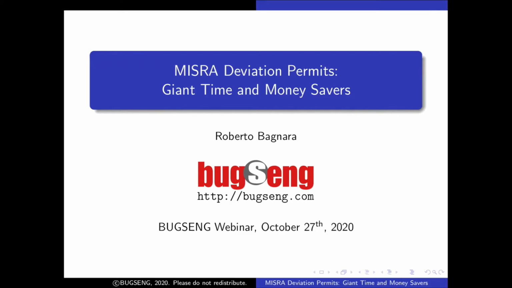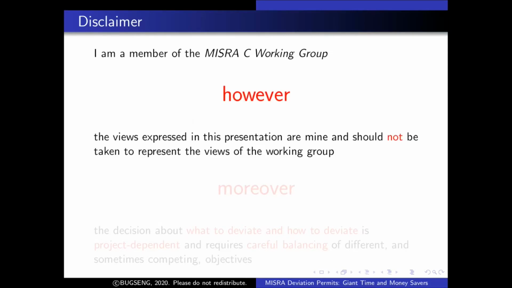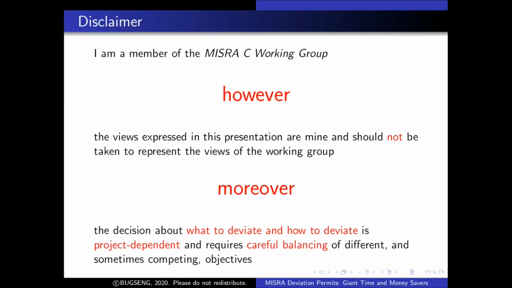Okay, thanks, Lavinia. Welcome everybody to this webinar about deviation permits, which is a very important topic that is not as well known as other topics concerning MISRA compliance. So first, a disclaimer: I am a member of the MISRA C working group. However, the views I express in this presentation are mine and should not necessarily be taken to represent the views of the working group. And moreover, this is particularly important. The disclaimer is pretty standard if you have followed our series of webinars. In this case, it is even more important because what to deviate and how to deviate is project dependent and requires careful balancing of different and sometimes competing objectives. So you cannot take what I will say as a blanket permission to deviate some rules or do things. You have to do things in the precise context of your specific projects.